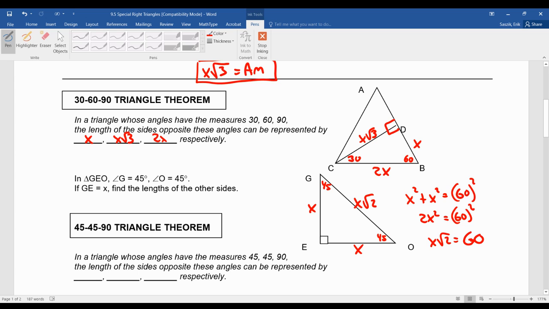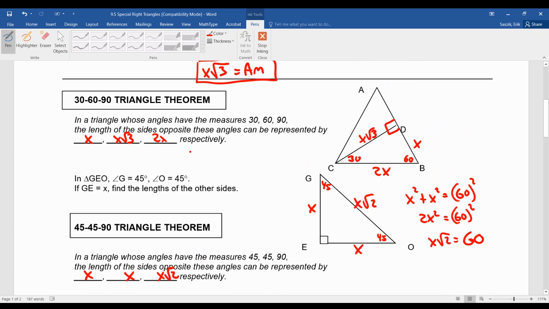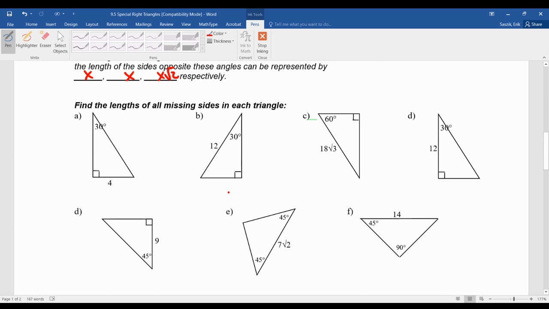So in a 45, 45, 90 triangle, the sides are always in the relationship of x, x, x root 2. The legs are going to be the same, of course. And then the hypotenuse is going to be whatever the leg is times root 2. So this is huge. Again, you're going to see this for years. All right, so if we know this, we can do some of these problems really quickly.